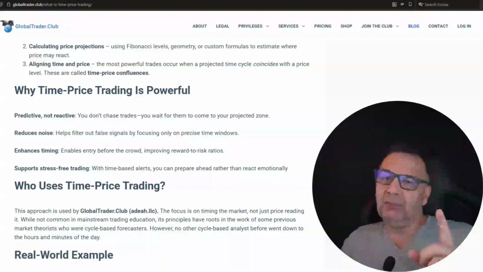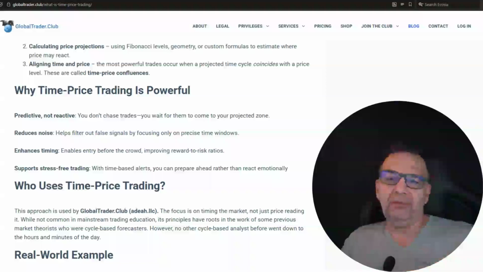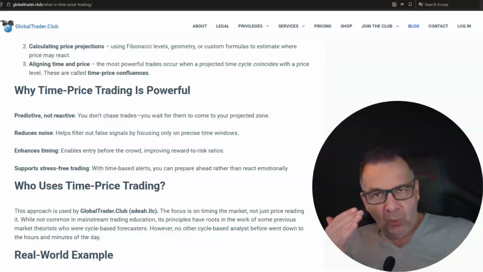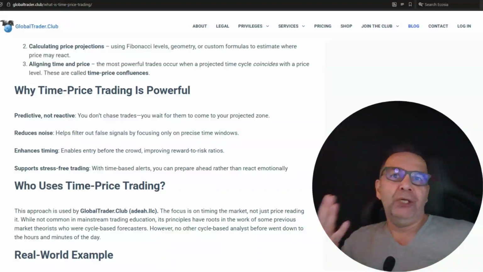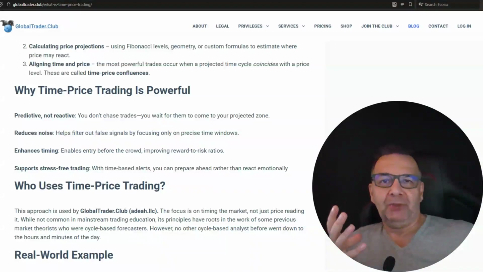You still need money management. You still need to keep your head together. So psychology is also very, very important. But working with time and price really enhances your capability in money management and keeping it together.